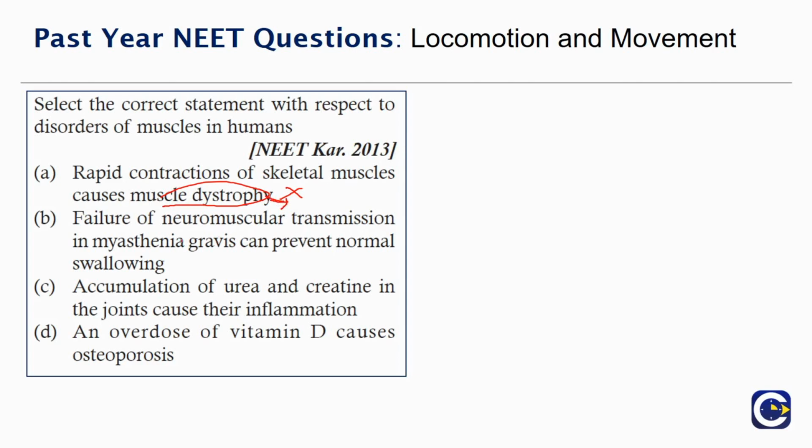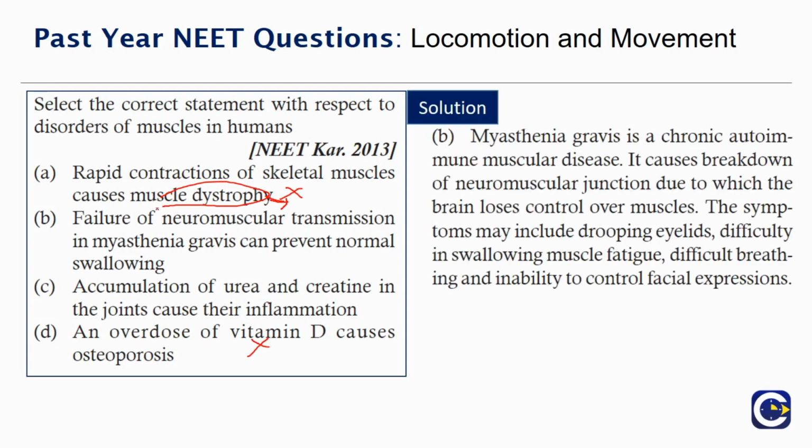Failure of neuromuscular transmission in myasthenia gravis can prevent normal swallowing. Yes, this is correct. Accumulation of urea and creatine in the joints causes their inflammation. So, the overdose of vitamin D causes osteoporosis. No, vitamin D overdose will not cause osteoporosis. It can cause a reduction in calcium level in the serum. So, the answer is myasthenia gravis.